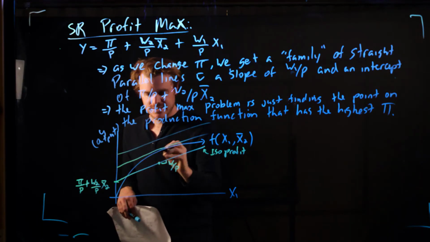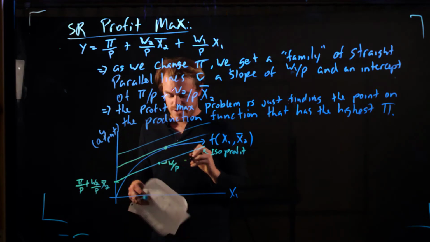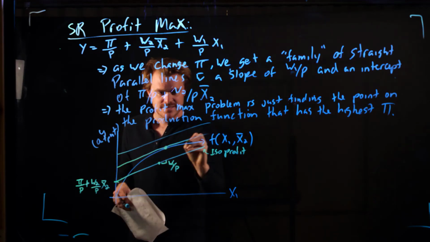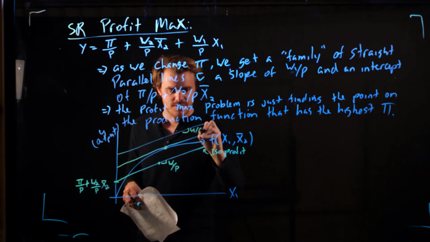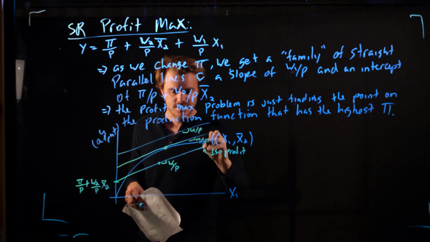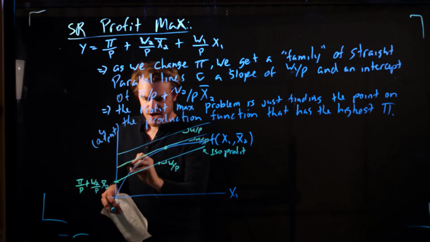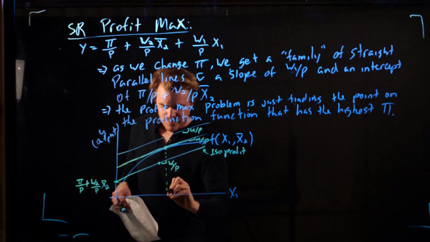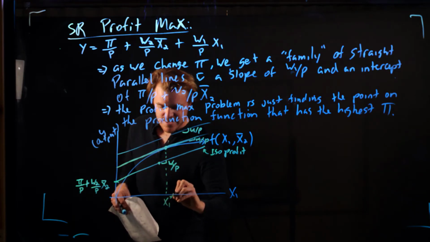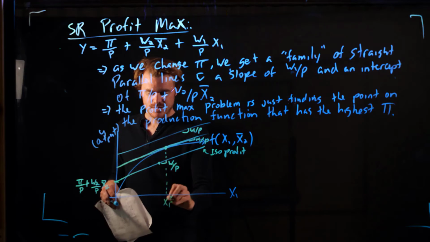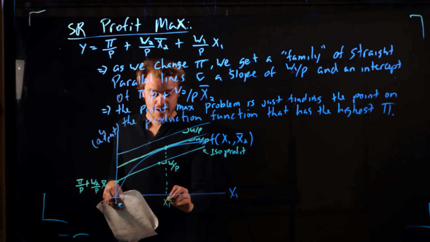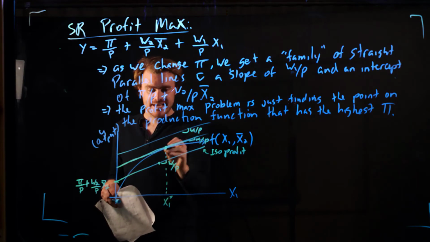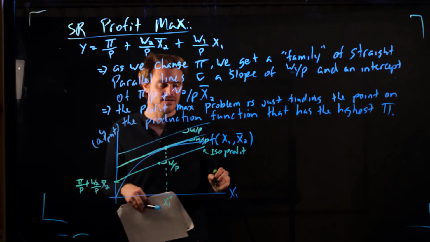So we have all these intercepts, and we're going to find one that maximizes. They all have the same slope, W1 over P. And we want to find the one that's on the highest one. Well, that's going to be at this tangency point. That's essentially what we're trying to do, is use this much of input number 1, and that's going to get us on the highest iso-profit line possible.